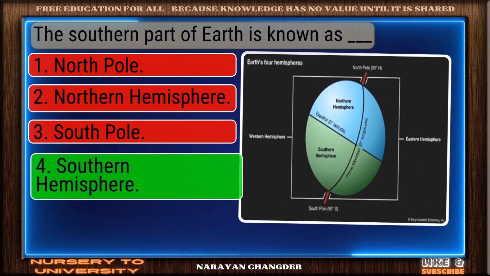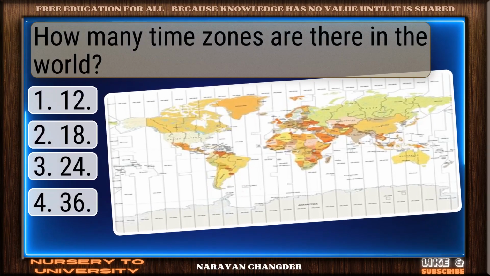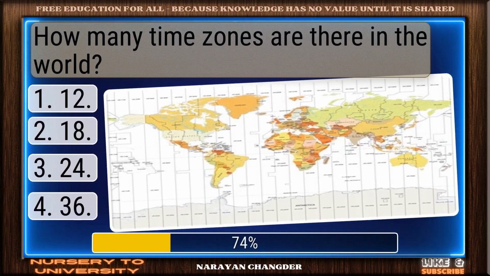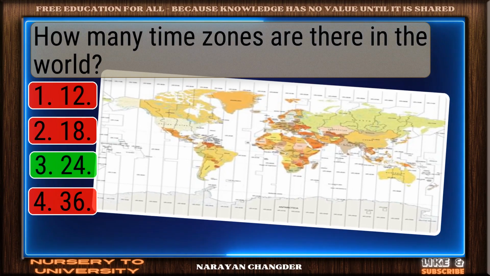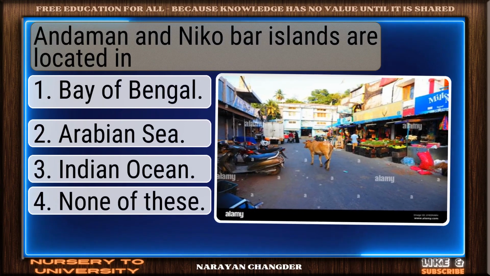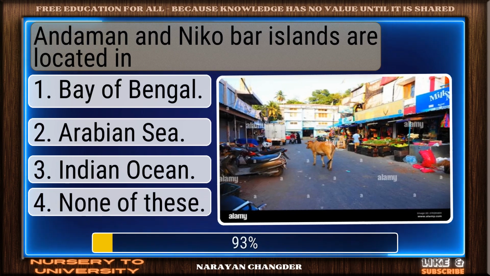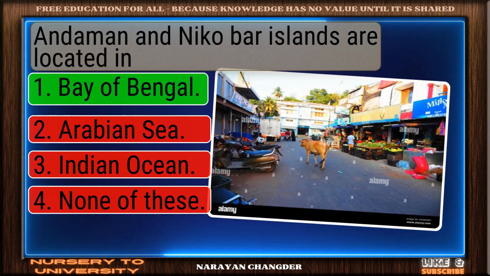Excellent. Southern hemisphere is a brilliant choice. How many time zones are there in the world? Correct response. 24 is the most accurate answer. Andaman and Nicobar Islands are located in... Perfect. Bay of Bengal is the correct choice.